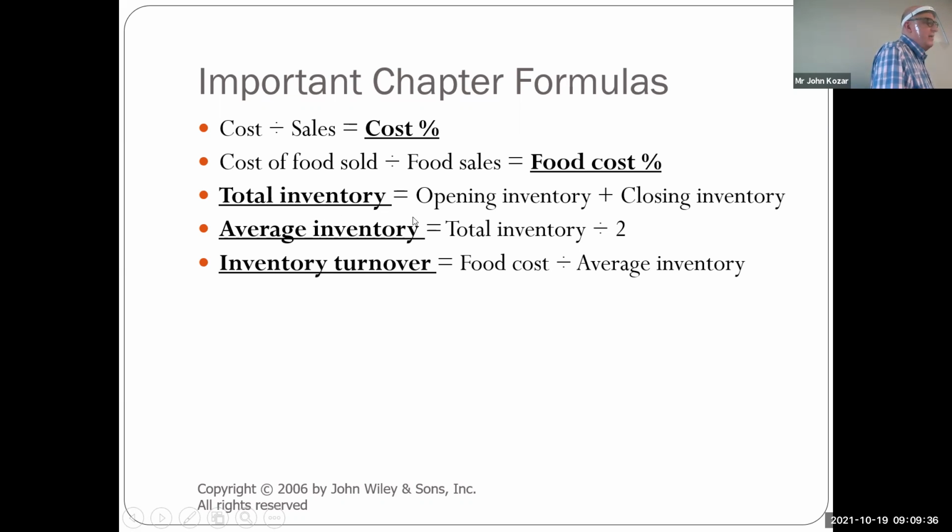Our total inventory is going to be our opening inventory plus the closing inventory. It's the middle of October, so the last inventory that we would have would be that for September 30th. The closing inventory on September 30th is equal to the opening inventory on October 1st. Then average inventory is just going to be your total inventory divided by 2. And the inventory turnover is going to be your total food cost divided by your average inventory.